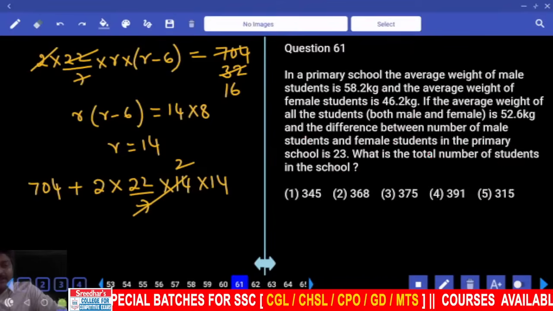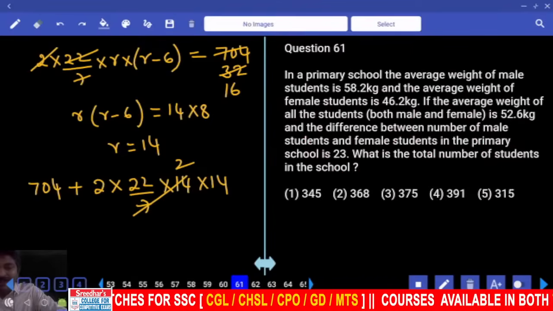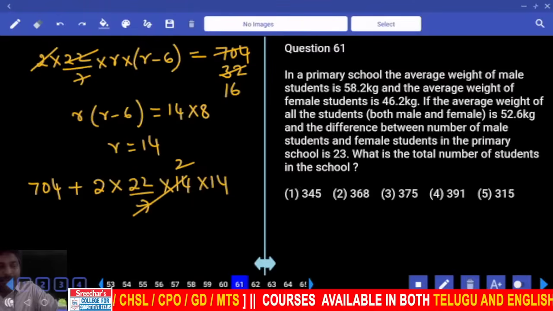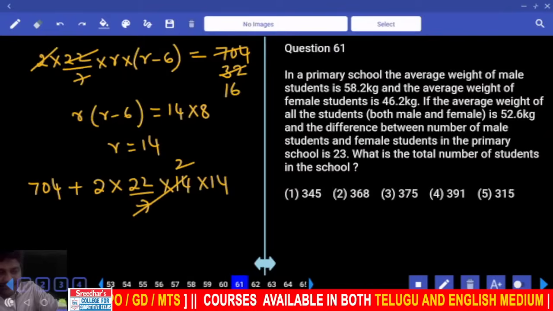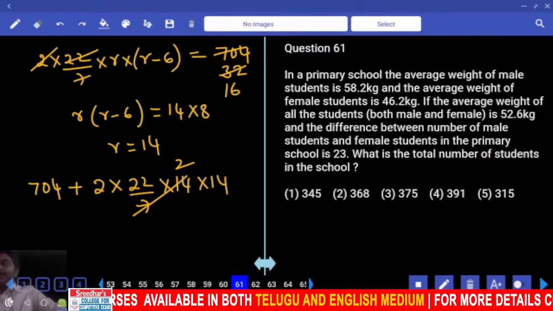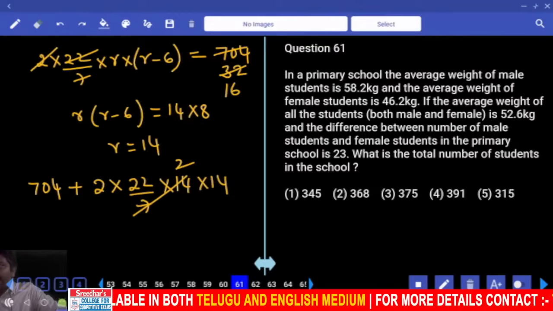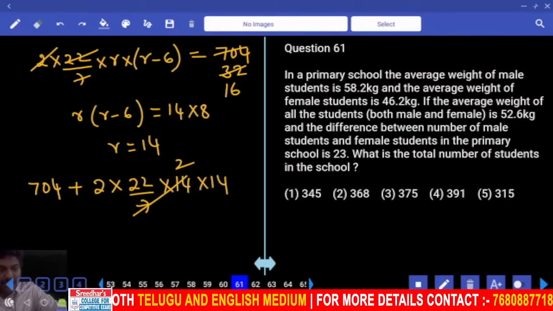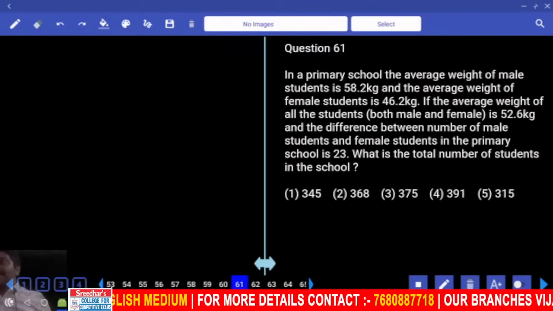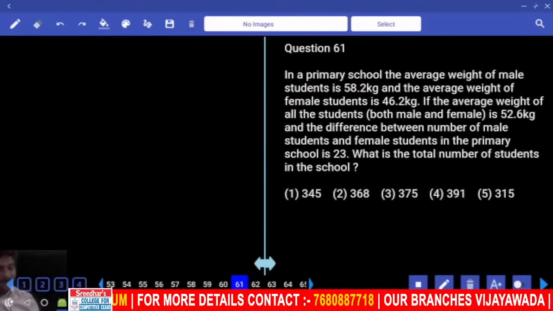In a primary school, the average weight of male students is 58.2. Average weight of female students is 46.2. If the average weight of all the students is 52.6, and the difference between number of male students and female students in the primary school is 23, what is the total number of students in the school? We were asked to calculate number of students in the school.